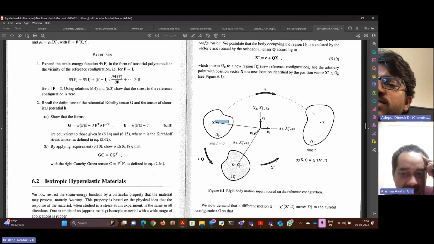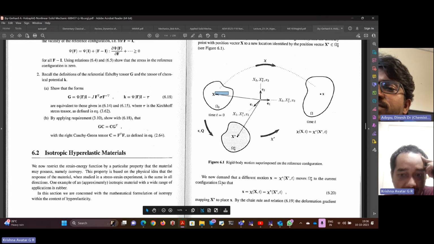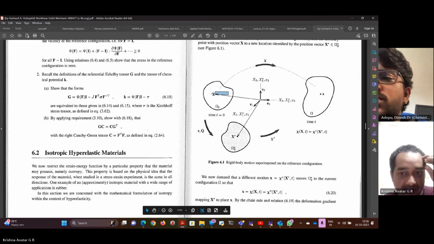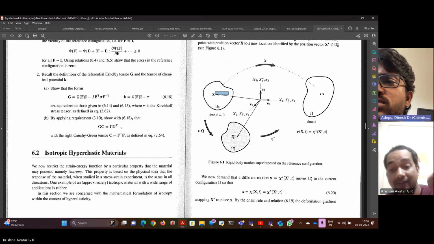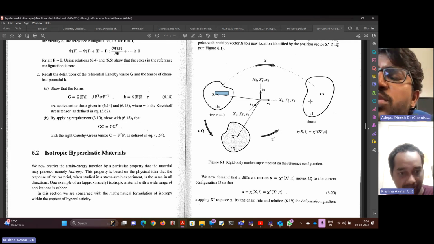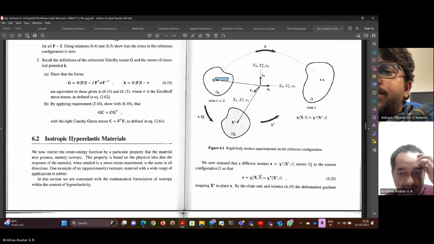And so we have, so this is the point. Now our aim is to define a mapping, xi star. We now demand that a different motion x equal to xi star of capital X star moves omega naught to the current configuration omega. So it's like we are doing some intermediate step, and then we need to define what the deformation will be, which will lead from X star to the actual deformation. So this is the relation.